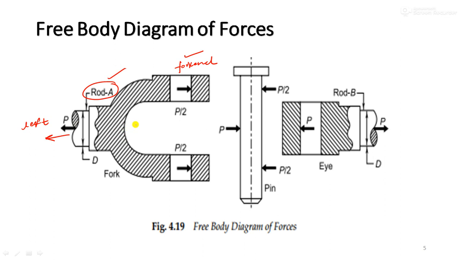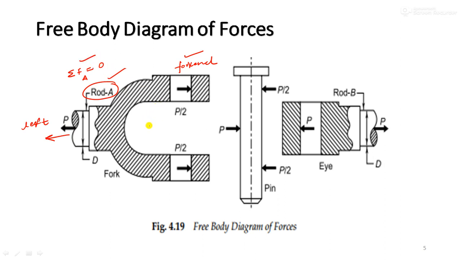Now we know that as per the principle, the sum of all the forces acting on this rod A must be equal to 0. The sum of all the forces acting on rod A should be equal to 0. Okay, so obviously to satisfy this equilibrium condition, what will happen?